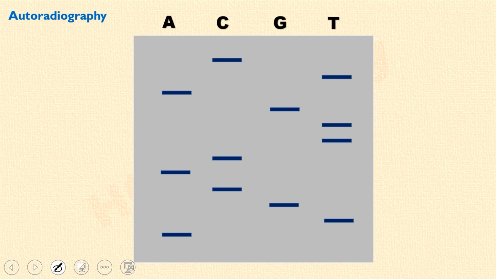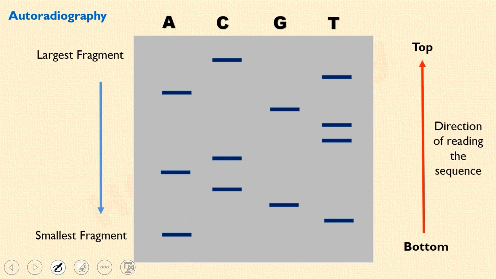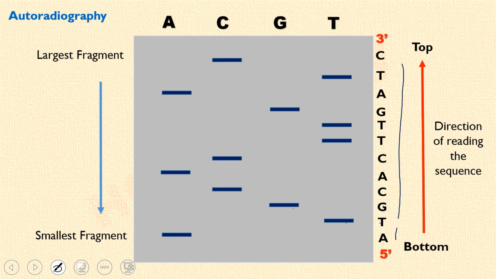Those bands which we have seen on the gel are going to be autoradiographed, and we get this type of picture. Now we are going to write the complement of whatever base you have seen here. So this is the bottom. We see this is adenine, so we will write adenine here. This is thymine, so we write it here. This is guanine, so we write it here. So we have got a DNA sequence like this one. This is the arrangement depending on the size.